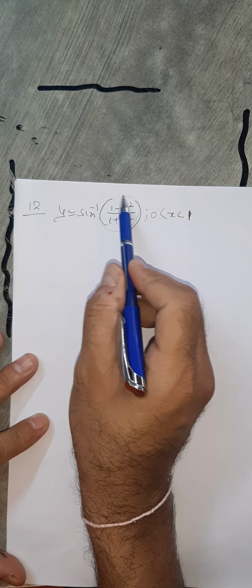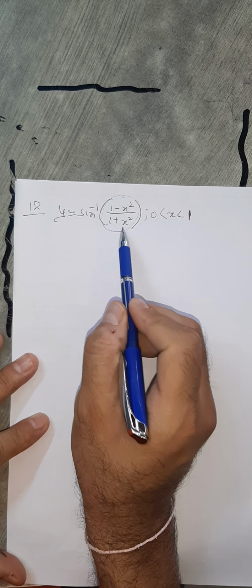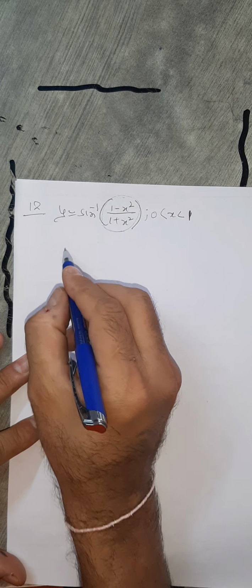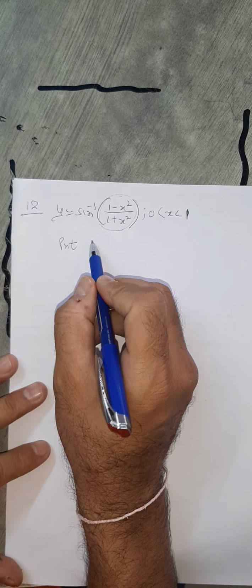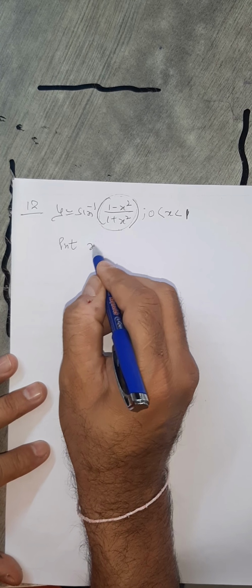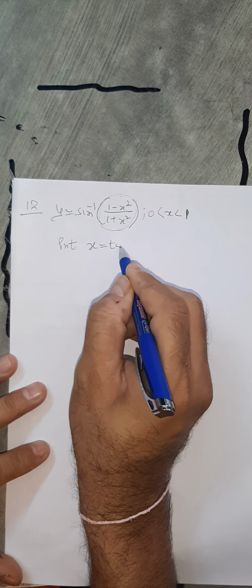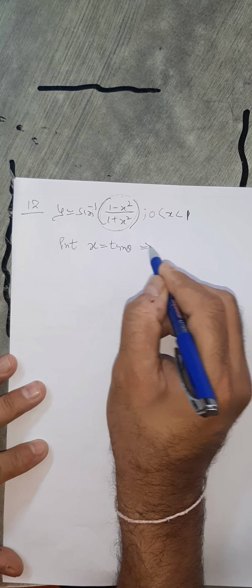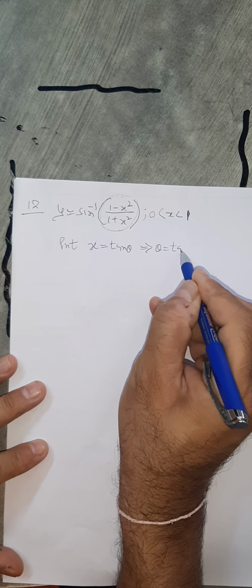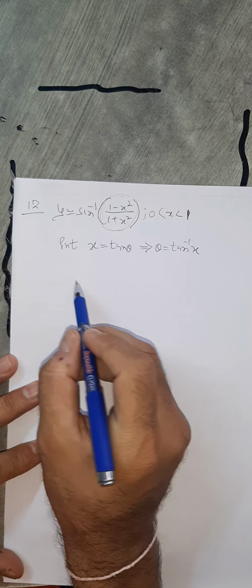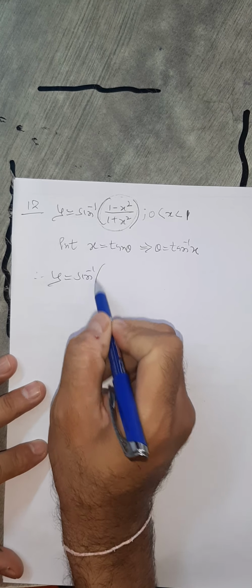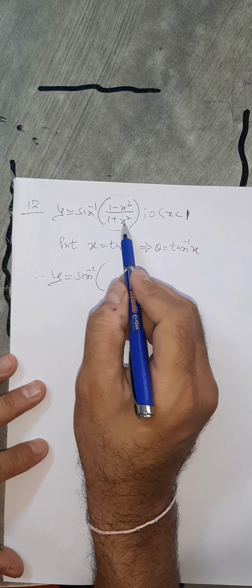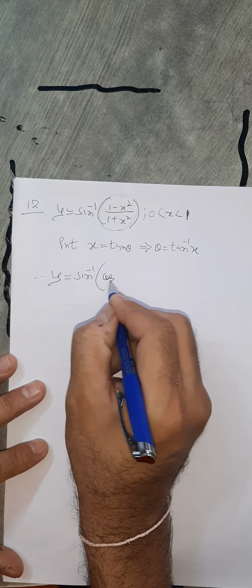You know that this is the formula for the cos function, as you did in the previous question. So let us take the substitution, then we'll reduce it. I'll tell you how to do it later on. Put x equals tan theta as the substitution. What is theta from this? Tan inverse x. So what we'll get here: y equals sine inverse of (1 minus tan squared theta) upon (1 plus tan squared theta), which is cos 2 theta.